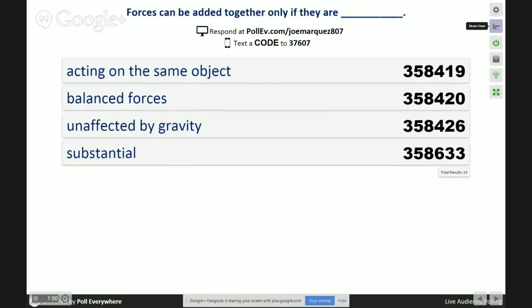You can only add forces together if they are what?